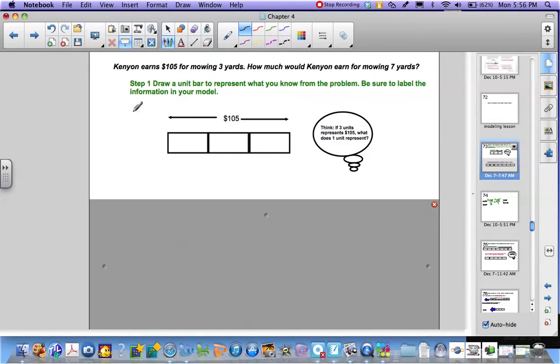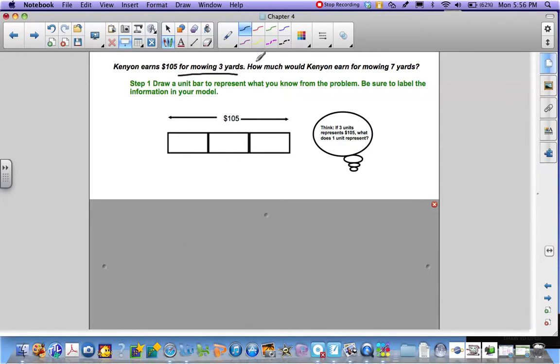So the first thing always is to draw a unit bar to represent what you know from the problem. And we know that Kenyon earned $105 for mowing 3 yards. Okay, so I'm going to draw my unit bar, and I'm going to divide it into 3 equal parts, and I'm going to label it $105 because this whole unit bar is what Kenyon earned, $105.